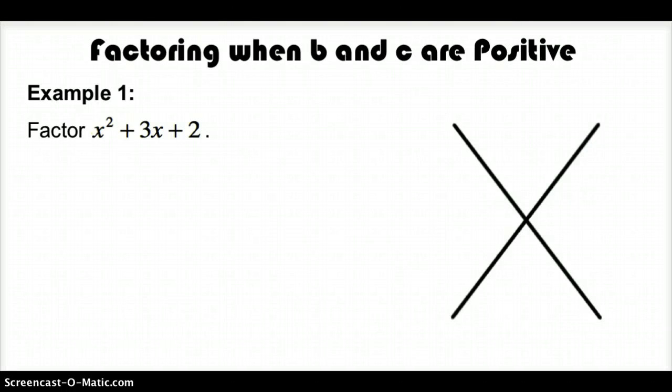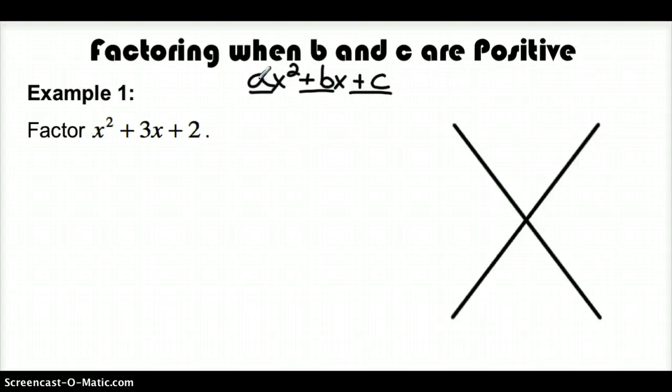So the first thing we're going to look at is factoring when b and c are both positive. Remember, a, b, and c are really what we're looking at in the standard form of a quadratic function, right? Which is just going to be ax squared plus bx plus c. Remember, the a is just whatever number is being multiplied by x squared, the b is just whatever number is being multiplied by x, and the c is the constant, right?